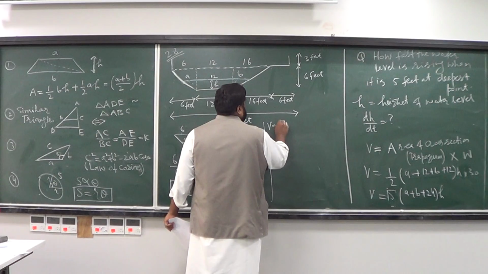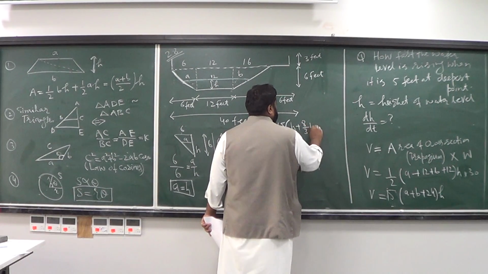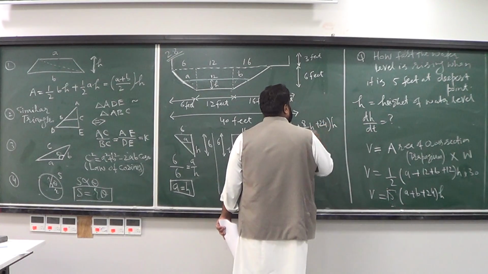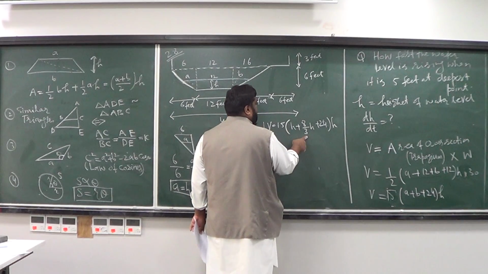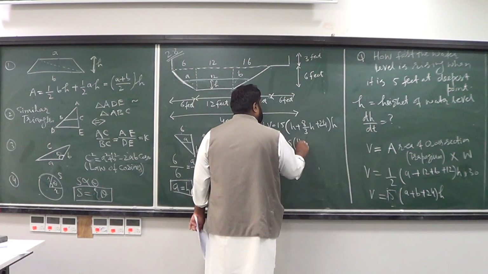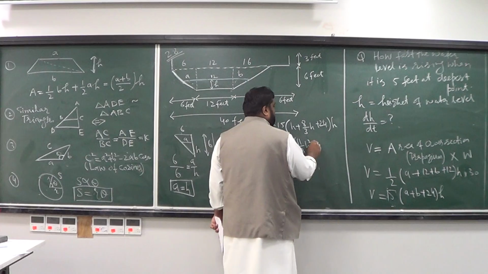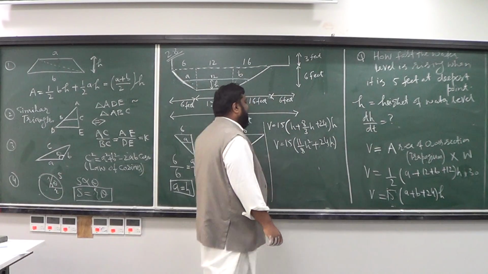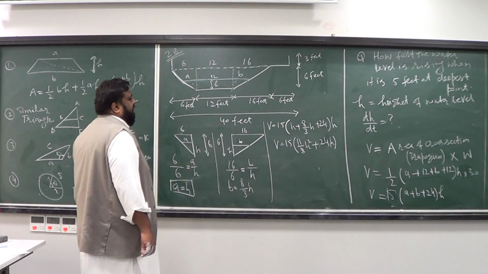So the V will become 15 times A, which is H, plus 8 upon 3H, plus 24 times H. We can simplify this a bit more. It's going to be 3 times 1 plus 8, so it's going to be 11 upon 8H, 15 times 11 upon 8H. So let's multiply this as well. So this is going to be 11 upon 8H square plus 24H actually. And now let's compute the value of the derivative.